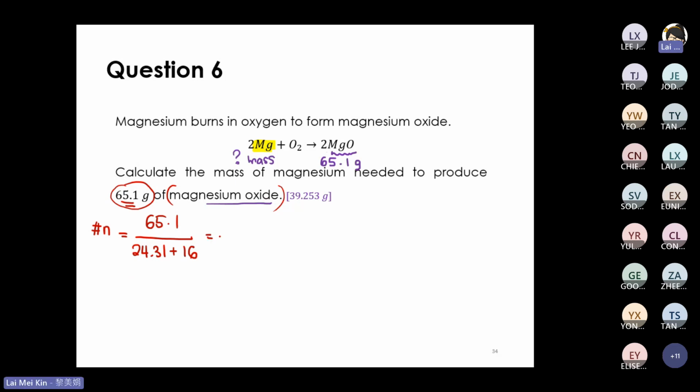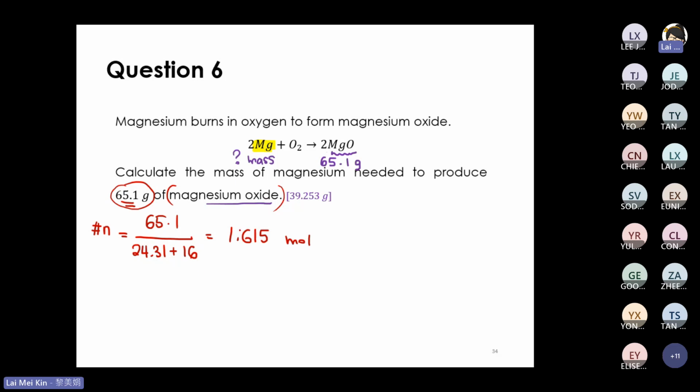The first one, number of mole. The answer is 39.30. You mean the molar mass? No, the answer, the number of mole. What's the number of mole of magnesium oxide, class? 1.615. Thank you. Is that all? Mole. You must also have the unit. Okay, 1.615 mole.